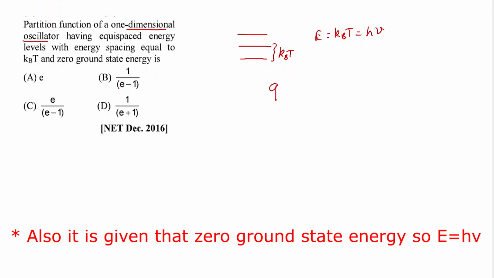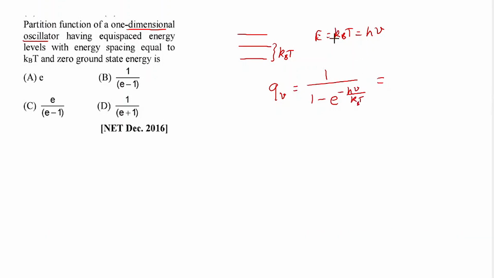And we know that the vibrational partition function is 1 upon 1 minus e raised to minus hν upon kT. So as we have been given that kBT is equal to hν, we can substitute hν equal to kBT, and we will have 1 minus e raised to minus kBT upon kBT. So this will cancel out and we will have 1 upon 1 minus e raised to minus 1. But this answer is not given, so we need to modify this solution.